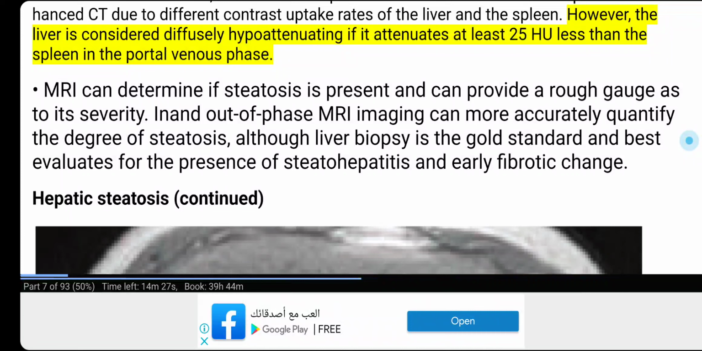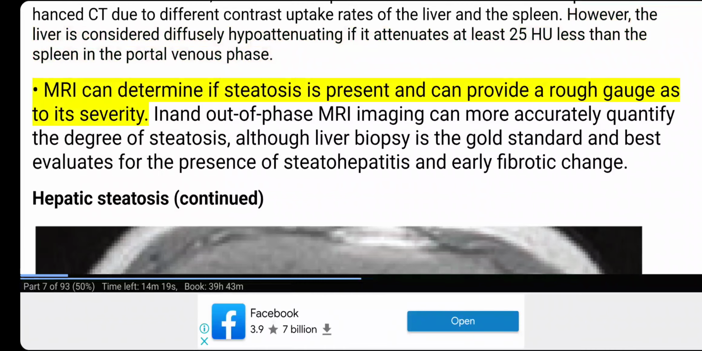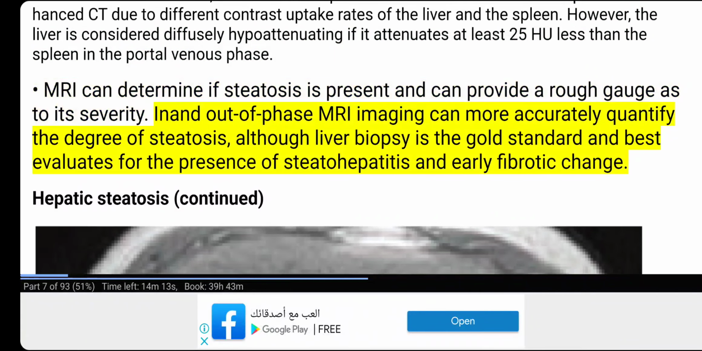However, the liver is considered diffusely hypoattenuating if it attenuates at least 25 HU less than the spleen in the portal venous phase. MRI can determine if steatosis is present and can provide a rough gauge as to its severity. Out-of-phase MRI imaging can more accurately quantify the degree of steatosis, although liver biopsy is the gold standard and best evaluates for the presence of steatohepatitis and early fibrotic change.